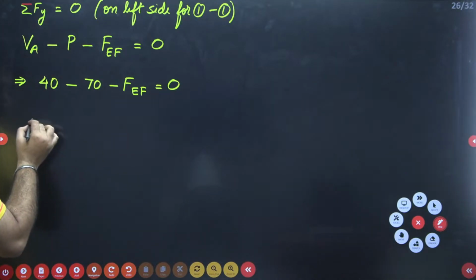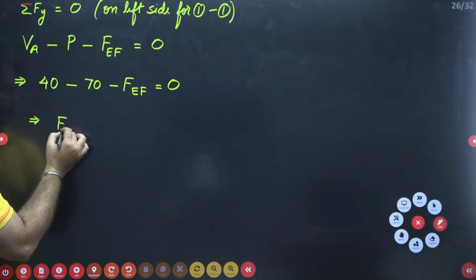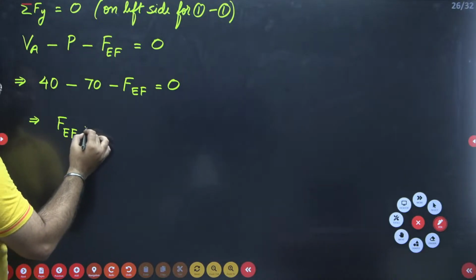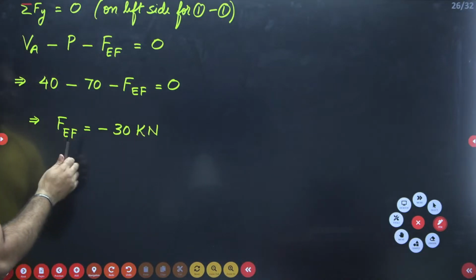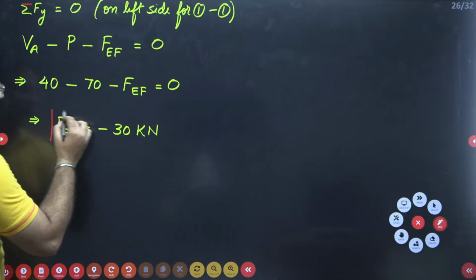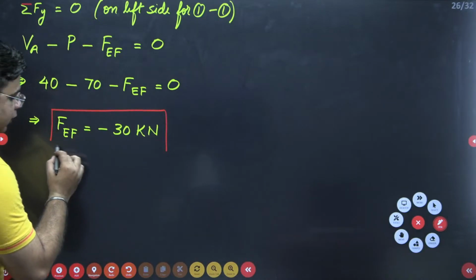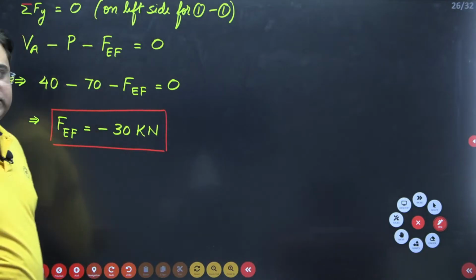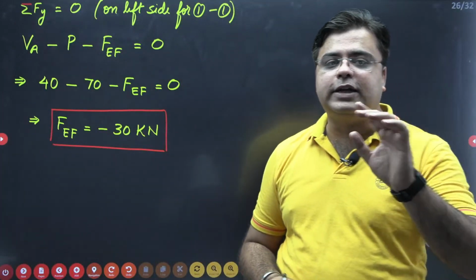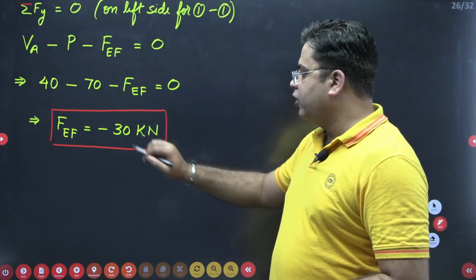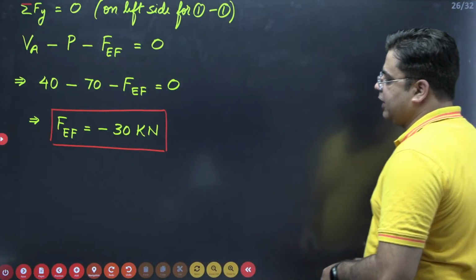So from here the value of EF comes out to be minus 30 kilonewton. This minus sign indicates that whatever direction I have chosen for force EF, I have to just reverse that direction. But the magnitude of the force is equal to 30 kilonewton. The magnitude of force in the member EF is 30 kilonewton.